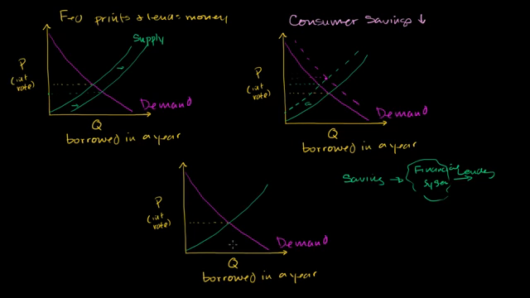Now let's do another scenario. Let's say that the federal government, for whatever reason, is trying to finance a war or some type of public works project, and they don't want to raise taxes, so the government decides to borrow a lot more money. So the government is essentially going to expand its deficit. Government is going to borrow money.